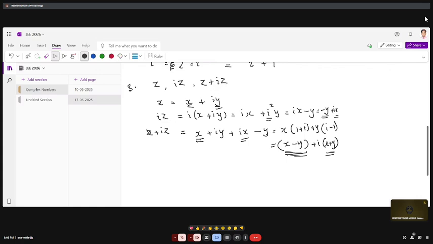Actually, here itself we have taken x and y, which is why it is a bit confusing. If you take it as a and b, it would have been easier. So let us do that. Z equal to a plus ib. In the same way, you are getting minus y plus ix, right? That is minus b plus ia.